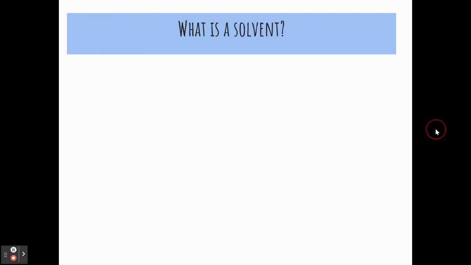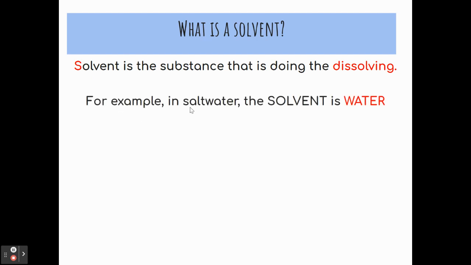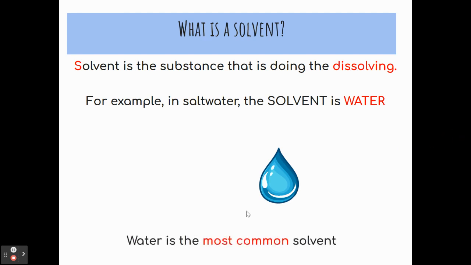Your solvent is the substance that is doing the dissolving. So for our example with salt water, the solvent is the water. The water is dissolving the salt. Oh, also another thing, water is the most common solvent.